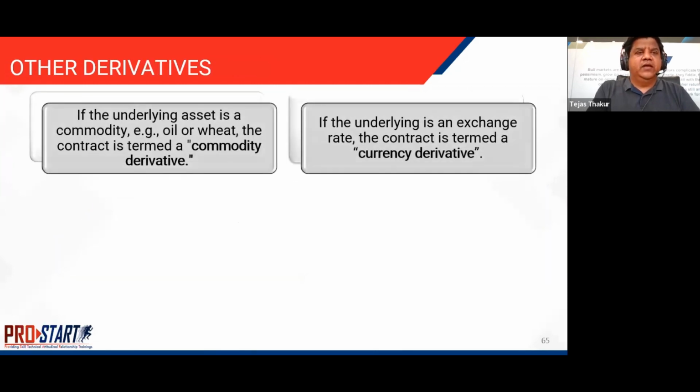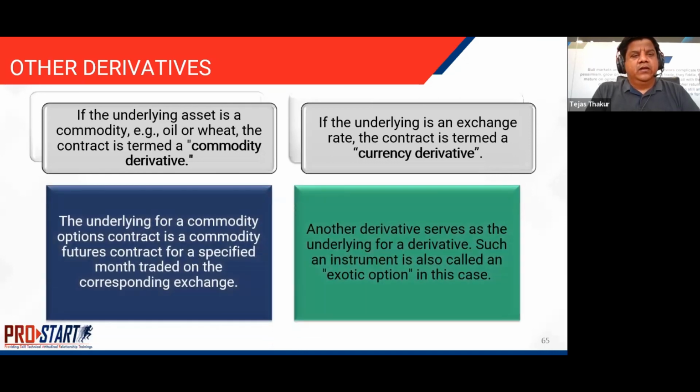There are other derivatives as well. Commodity derivatives: if the underlying asset is a commodity like wheat, oil, etc., it is termed a commodity derivative. If it is exchange rate, it is known as a currency derivative. The underlying for a commodity options contract is a commodity futures contract for a specified month traded on the corresponding exchange. Another derivative serves as the underlying for a derivative; such instruments are also known as exotic options.